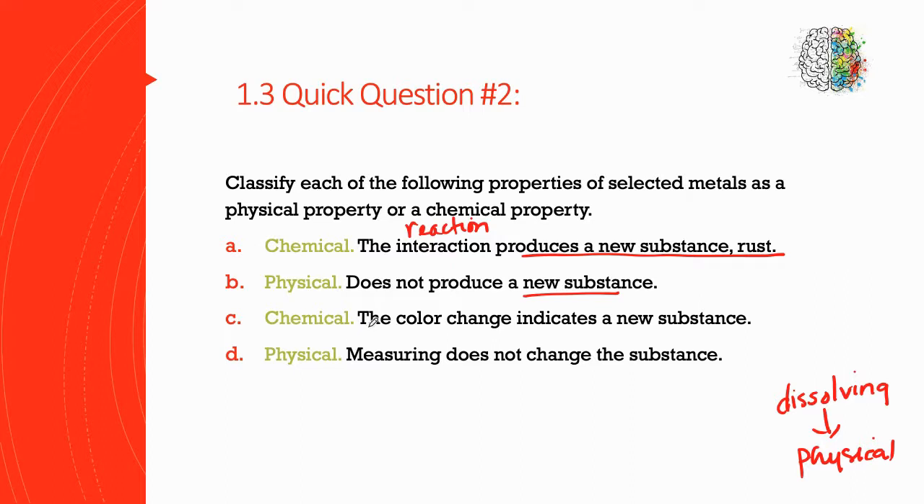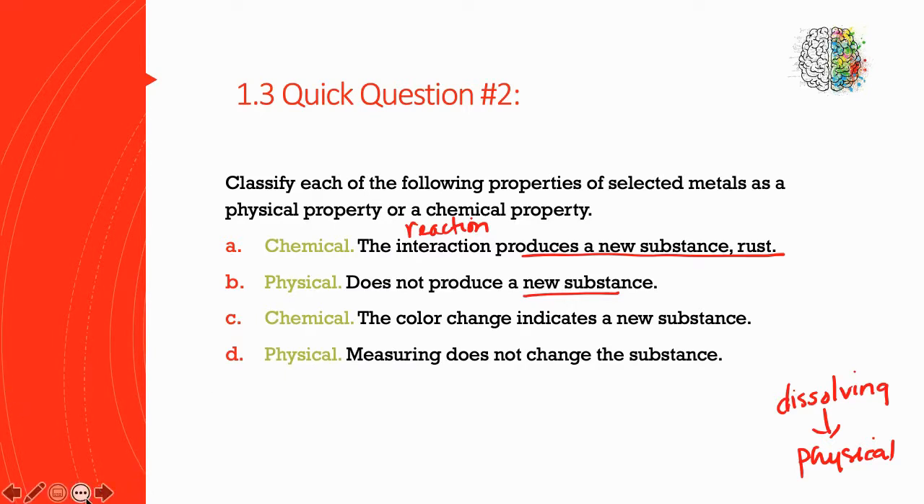this one is tricky. Your book really should have said nickel metal reacts with acid, and that would have kind of given it away because reactivity is a chemical property. All right, the last one was potassium metal has a melting point of 63 degrees. Melting point, boiling point, all physical properties.